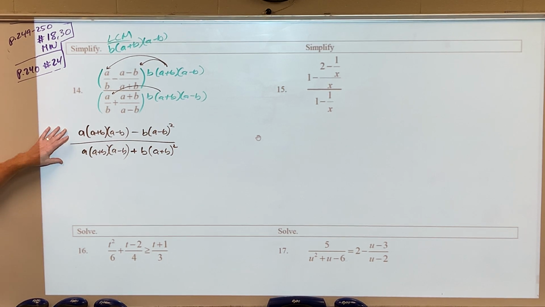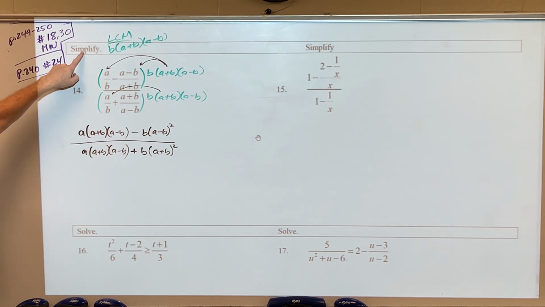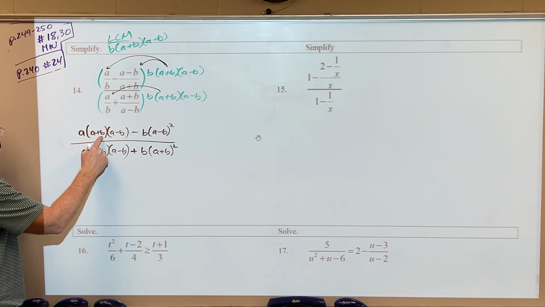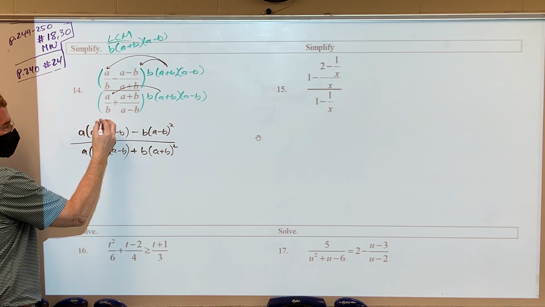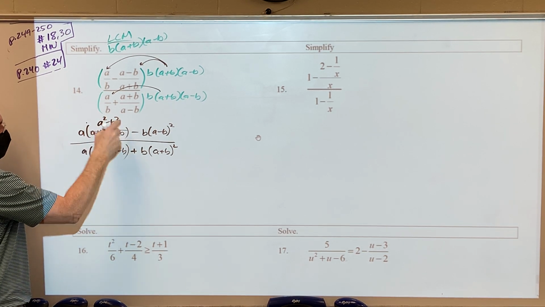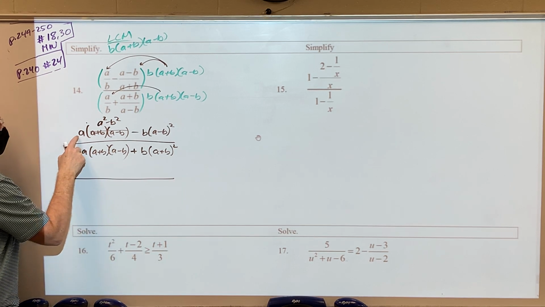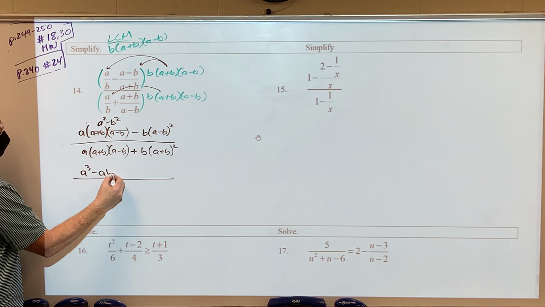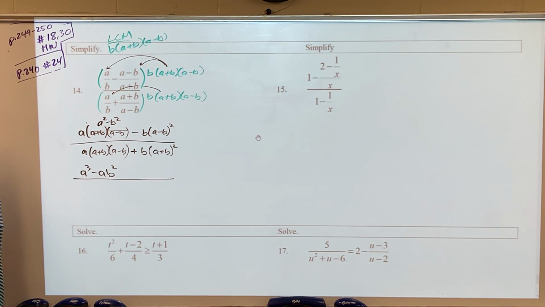Now that's a great start. You would get credit for some of that, but if the problem says to simplify, what do I need to keep doing? PEMDAS. So if I've got PEMDAS, let's just get busy. What would you do here? Are you going to multiply the A in or multiply these first? I'd probably do those first. That gives me an A squared minus AB squared, times A. So what does that give me on that top part? A cubed minus AB squared. We good?